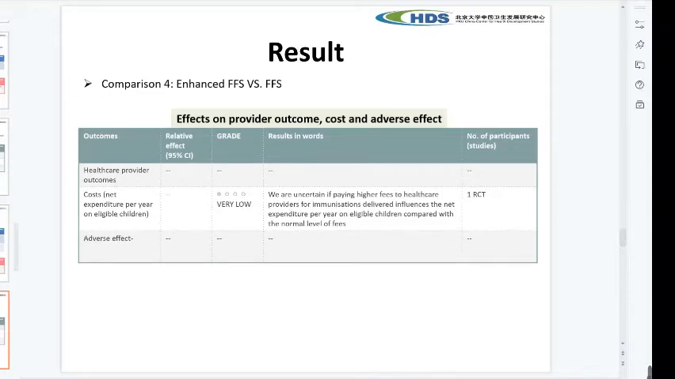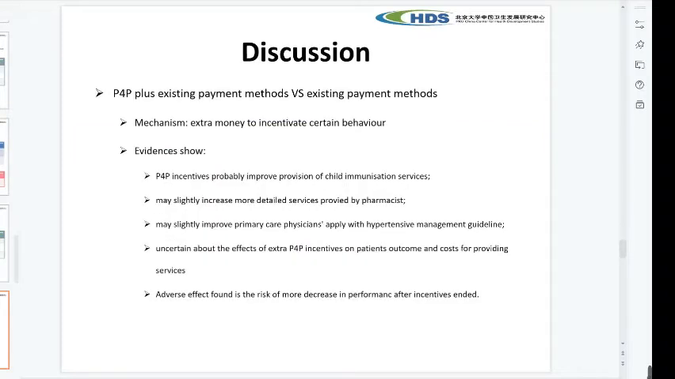For the patient outcome, provider outcome, cost, and adverse effect, we cannot get certain evidence on these outcomes because of the very low level of certainty of evidence. In summary, for comparison 1, P4P plus existing payment method compared with existing payment method, the assumption is that extra money paid through P4P can incentivize certain behavior in delivering certain services.